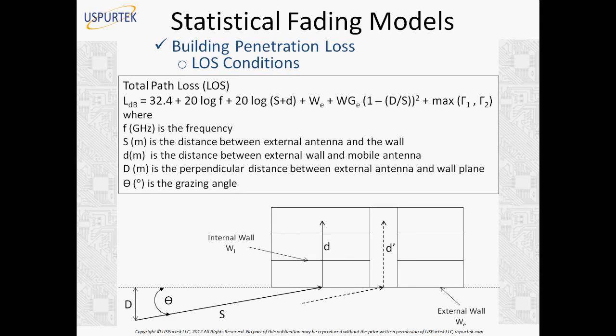The inputs are frequency and the distances. S is the distance between the external antenna and the wall, lowercase d is the distance between the external wall and the mobile antenna, uppercase D is the perpendicular distance between the external antenna and the wall plane, and theta is the grazing angle, the angle at which the signal is incident on the external wall. So this is how we model the situation here for building penetration loss.